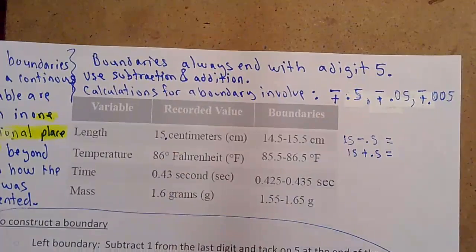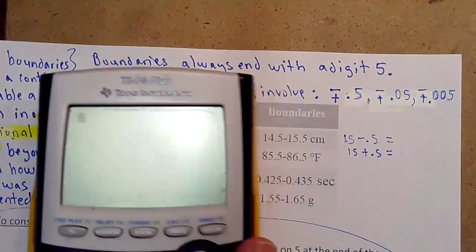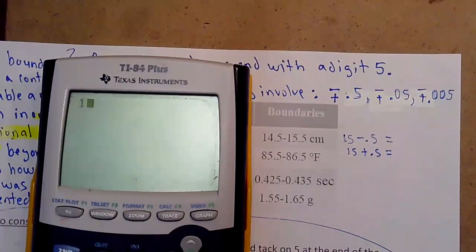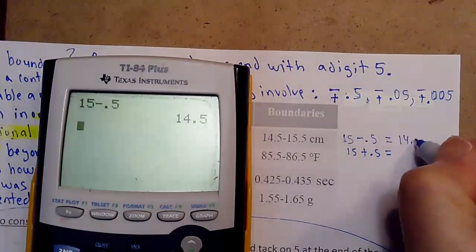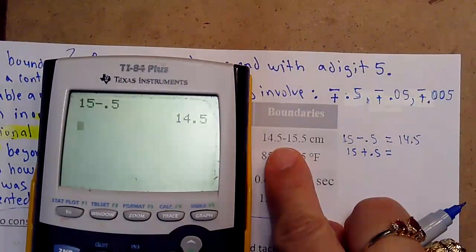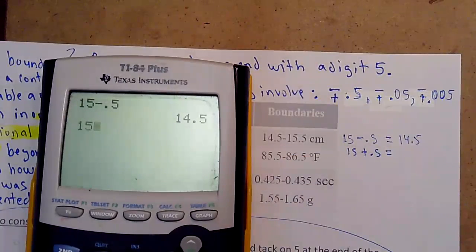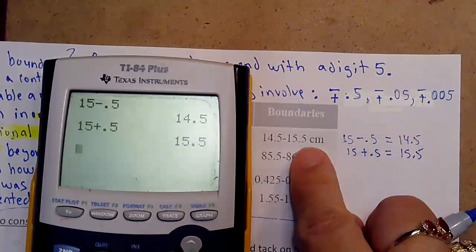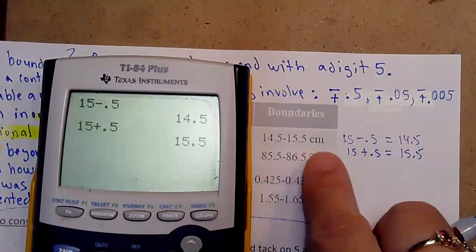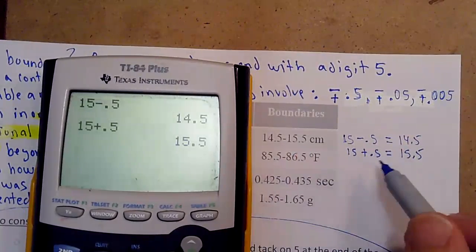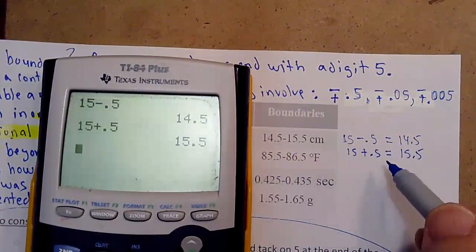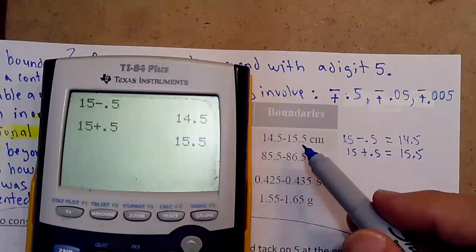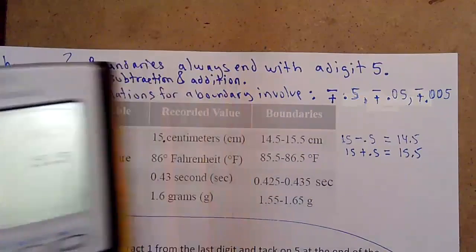Okay, if I show you that, 15 minus 0.5 is 14.5. See, that's what they have right here. And then 15 plus 0.5 is 15.5. See, that's this right here. Okay. So on your quiz, you'll have to show me this calculation on your template, and then you write down your answer on your paper, and you type in this answer on the computer, for example.